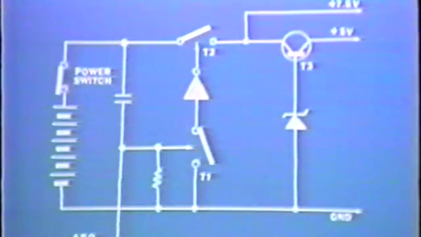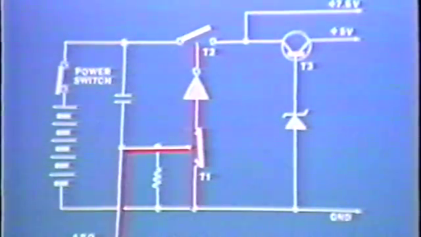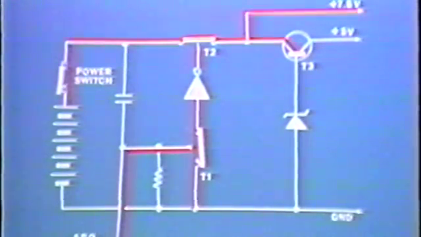The APO signal is supplied by the CPU and is high when the power switch is on. This turns on both T1 and T2, so power is supplied from the battery to the power amplifier, as well as to the collector of transistor T3. T3 and the Zener diode regulate it at plus 5 volts.